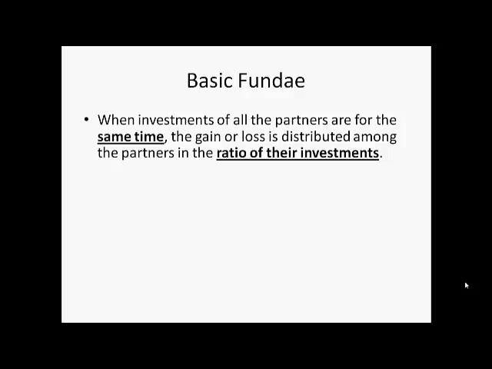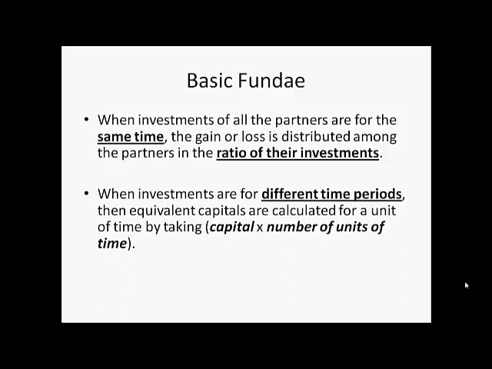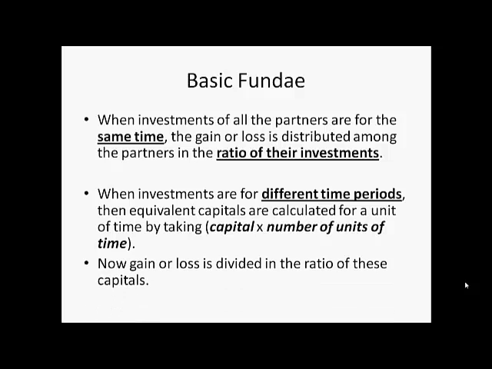Now this is extremely simple, but more frequently you will be asked questions where the amounts invested may or may not be the same, but more importantly the time period for which they invest will also not be the same. So when investments are for different time periods, the equivalent capital invested is first calculated for a unit of time using the formula capital multiplied by the number of units of time. And then the gain or the loss is divided in the ratio of these capitals.